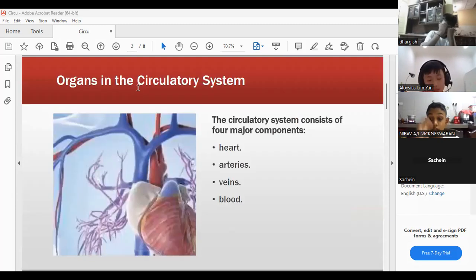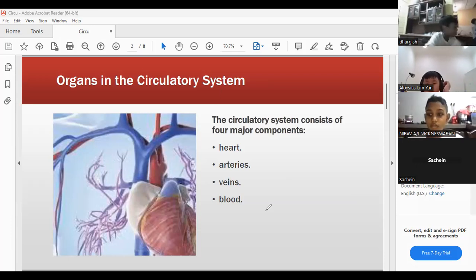So let's see. Now, all of you, the heart, if you want to learn about this, we are not doctors yet, but at least the basics. The circulatory system has 4 major components. You must know these words. What is the heart? 2 words here.